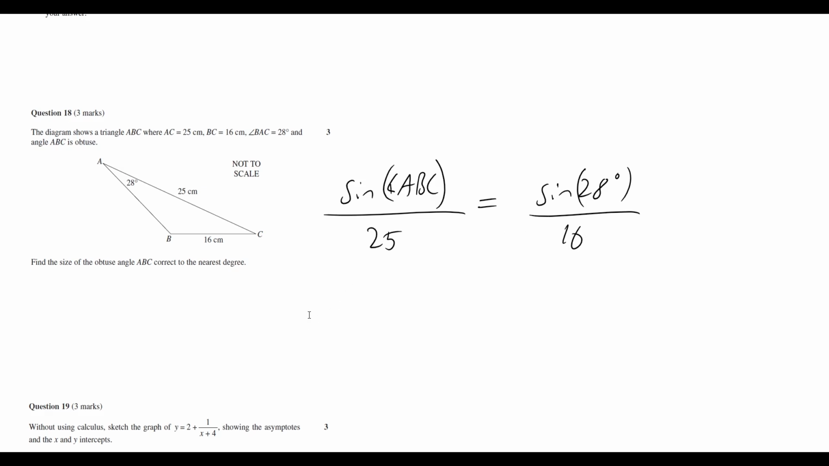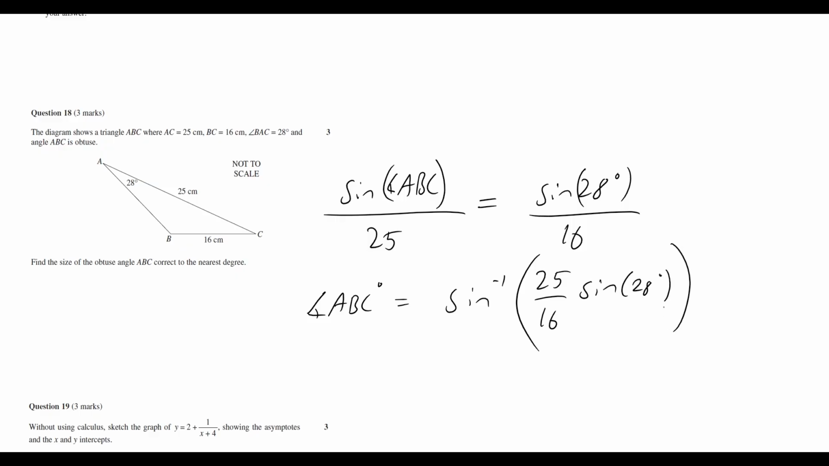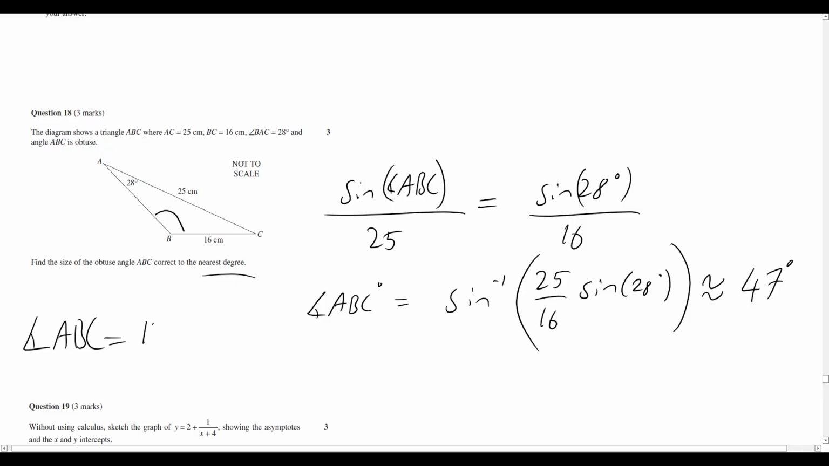And so doing that, we find that angle ABC is going to be equal to the sine inverse of 25 over 16 sine of 28 degrees. Okay, and so what we actually see when we do that is an angle of about 47 degrees. Now again, that's just rounding it to the nearest degree as required. However, we know that this is an obtuse angle. So what that means we need to do now is we need to quickly say, well, theta, or perhaps we should keep it as angle ABC, is going to be equal to 180 degrees minus 47 degrees.